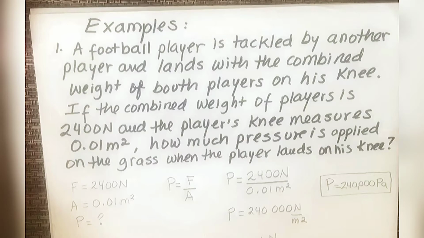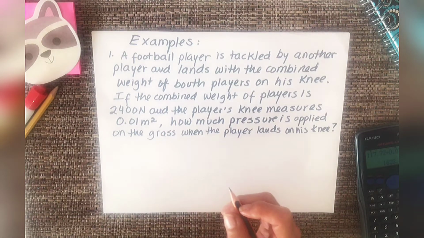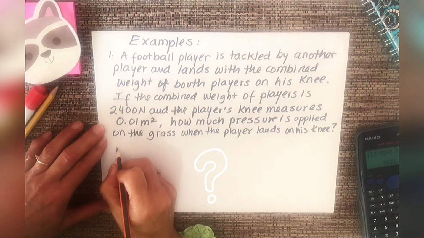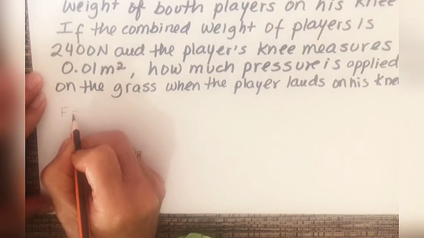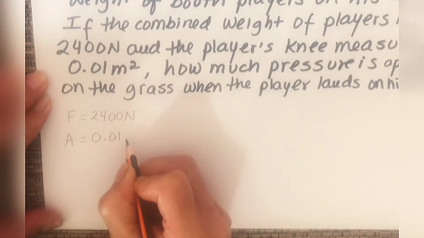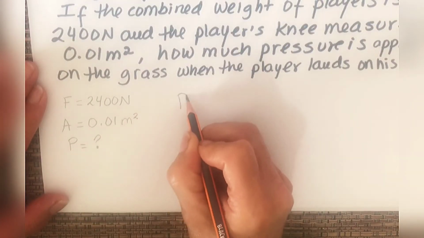Okay, let's practice. This is the first example. A football player is tackled by another player and lands with the combined weight of both players on his knee. If the combined weight of the players is 2,400 newtons and the player's knee measures 0.01 square meters, how much pressure is applied on the grass when the player lands on his knee? We have force equals 2,400 newtons and area equals 0.01 square meters, and we need to find pressure.